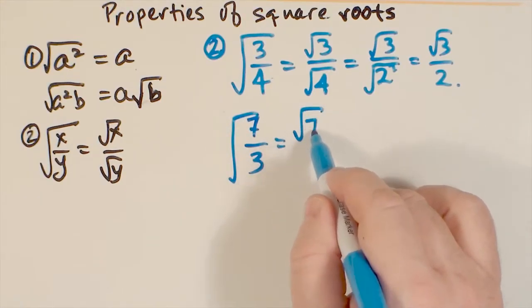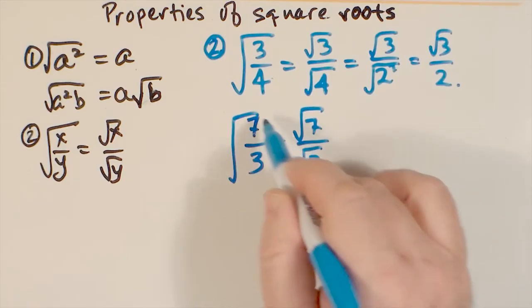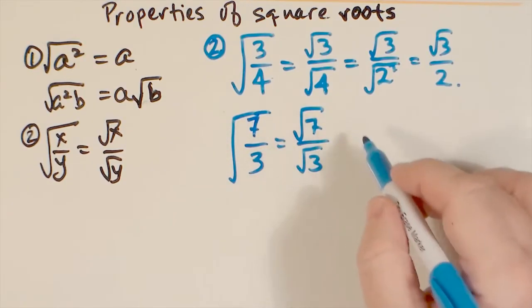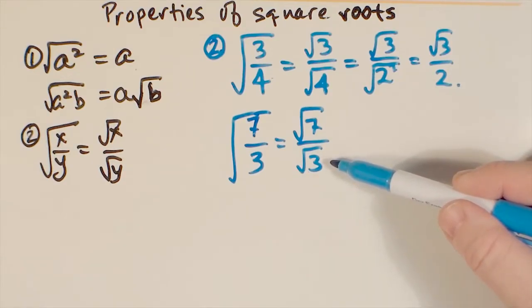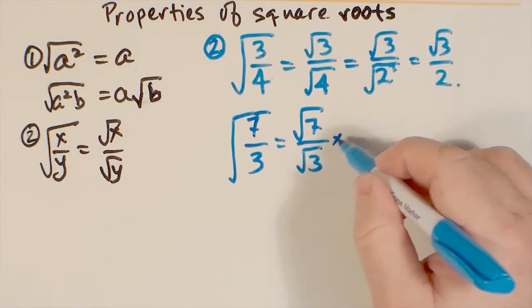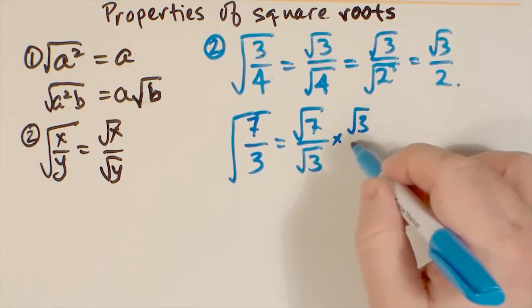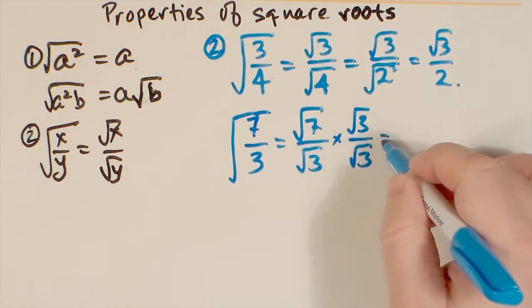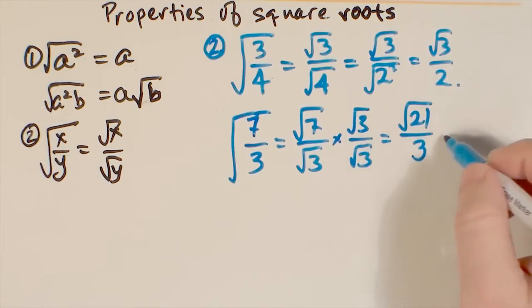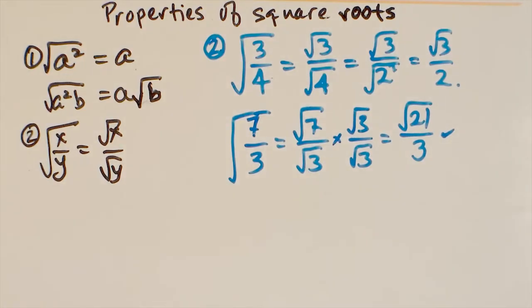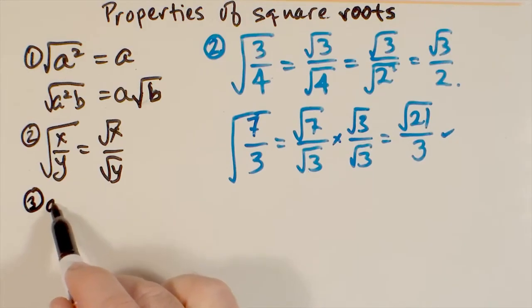And of course we can take the square root of 7/3. This time both the top and the bottom are prime, so this stays as root 7 over root 3. But maybe there's a little problem with having a root 3 underneath in the denominator. So we can actually multiply that by root 3 divided by root 3. Root 7 times root 3 is root 21, but root 3 times root 3 is just 3. So we get root 21 over 3, which is a more correct way of representing the square root of 7 over the square root of 3.